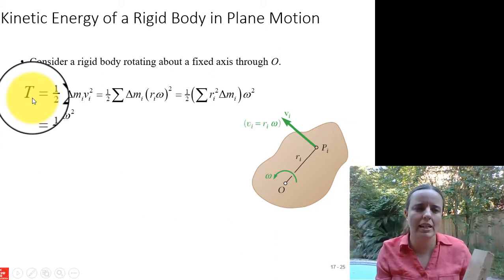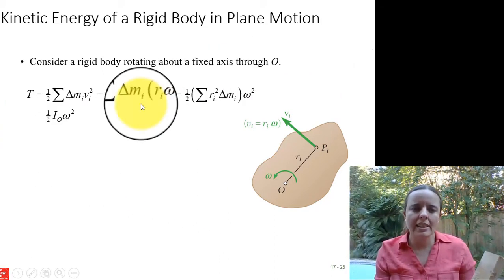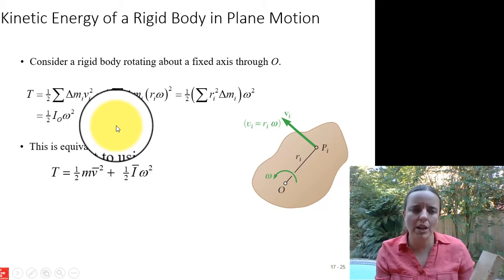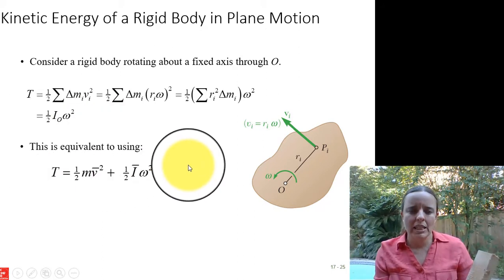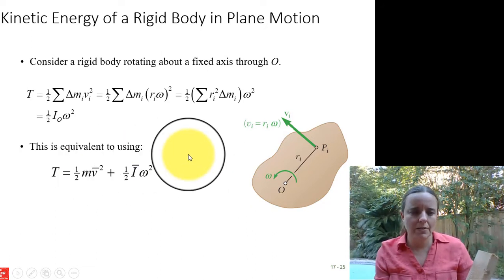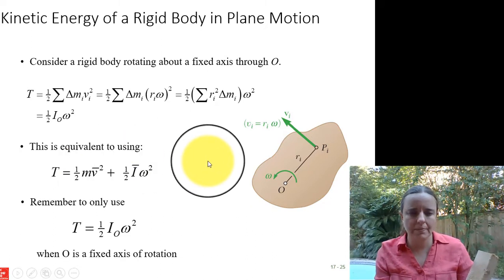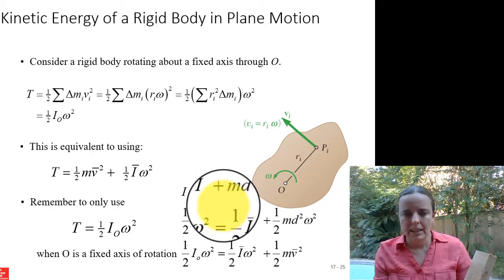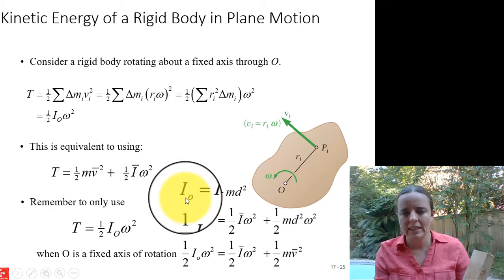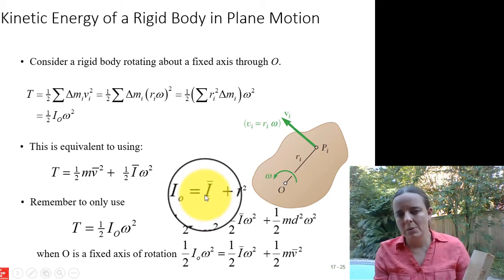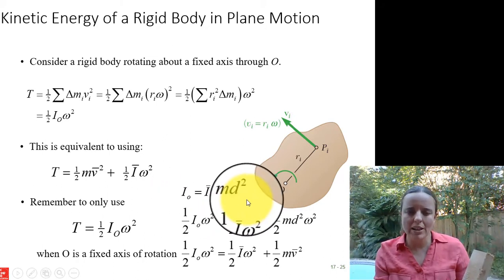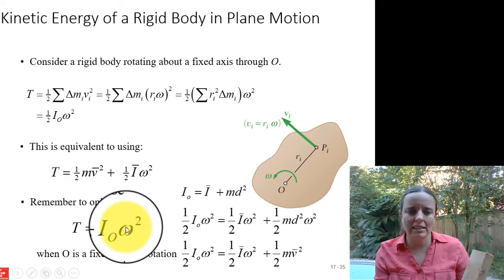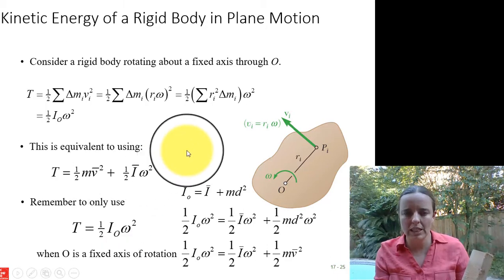Plane motion: for a fixed axis, the kinetic energy is going to be 1/2 I omega squared if you know the inertia around that point. That's equivalent to using the inertia around the center along with the velocity of the center of gravity. So if you plug in that the inertia around a new axis is what it is around the center plus m v squared, you can see how that translates to these two things being equivalent to one another.